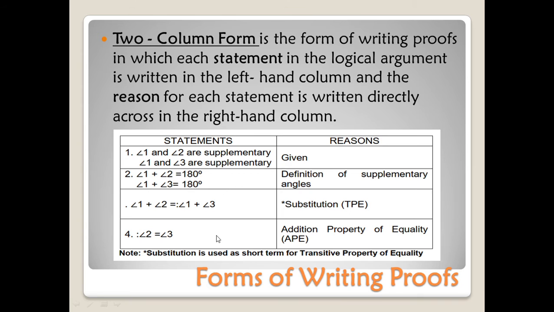You have first column, second column. Sa first column, nandun si statement. Sa second column, nandun si reason. And then, sa 2-column proof, we mostly use the given terms muna. So, kung ano yung statement sa given, nalagay mo lang reason yan. Kasi siya yung stated sa given. Tapos, kailangan bawat statement mo na ibibigay, meron kang rason.